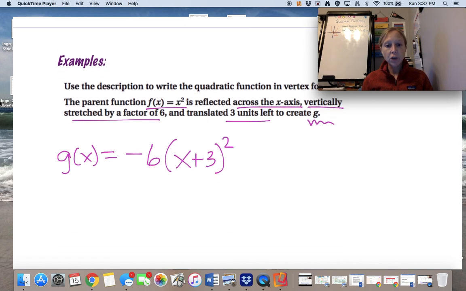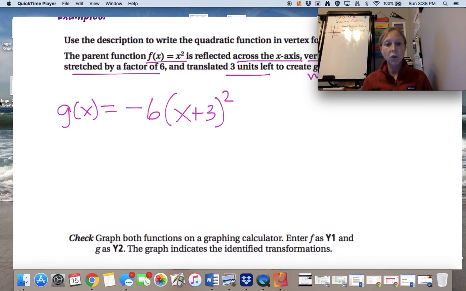An easy way to check your answer is to just go ahead and graph it. Once you graph it, you'll see, is it flipped over so it opens downward? Is it stretched vertically, which means it's going to get real skinny? And did it move over to the left 3? So check for those things to know if you did it right. Now, it's not a guarantee, but it's pretty close. So take the time to do that.